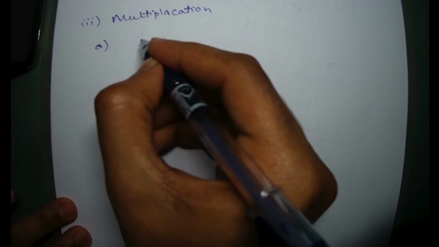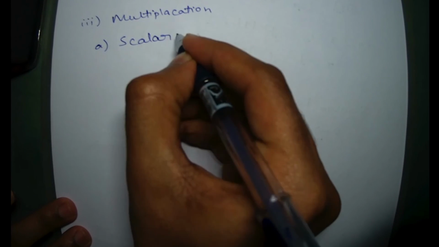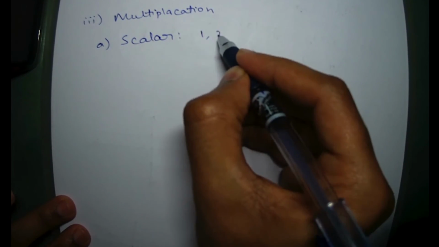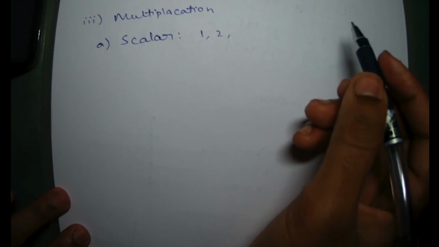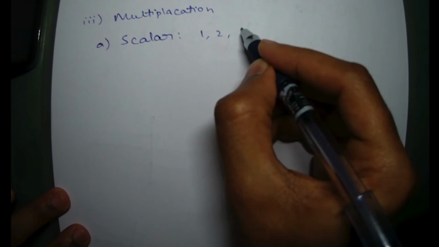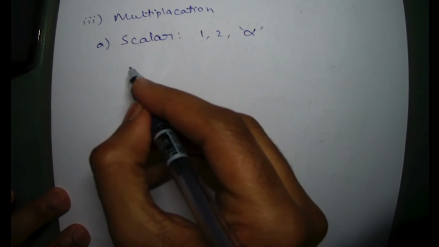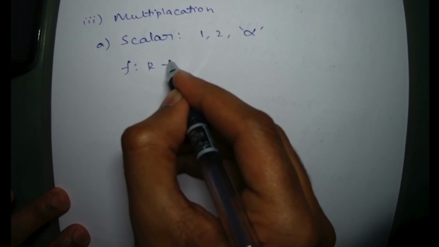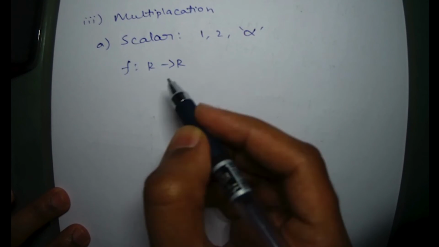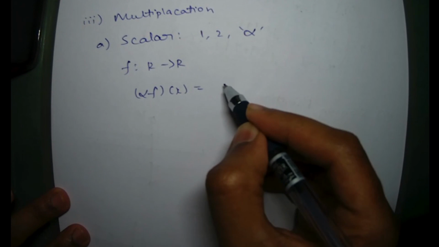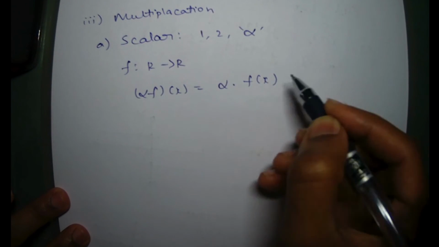So the next operation is multiplication. In multiplication we have two types. The first type is multiplication by a scalar quantity. A scalar quantity is nothing but a constant value, like 1, 2, 3 or any value. For this example, we'll consider the scalar value to be alpha. If we have a function f defined in real numbers, then we can say that alpha f of x is equal to alpha into f of x.